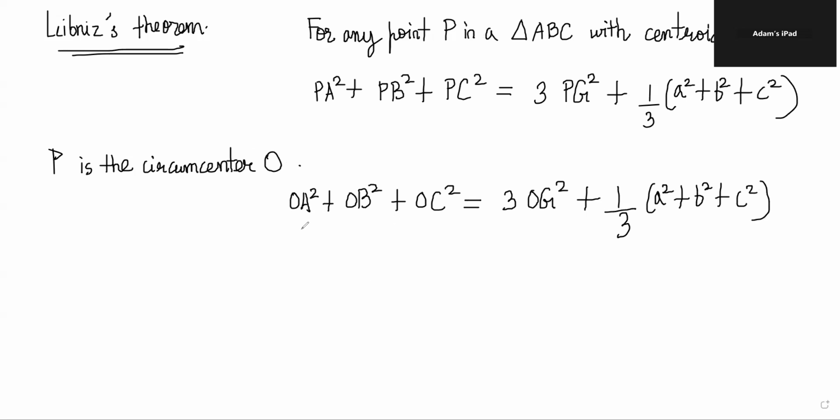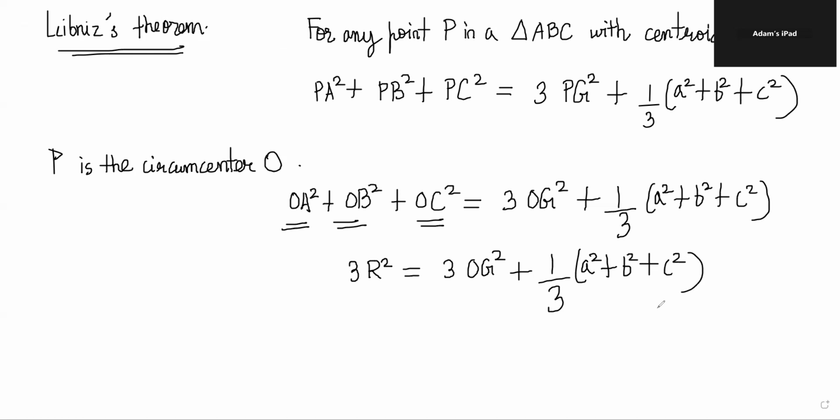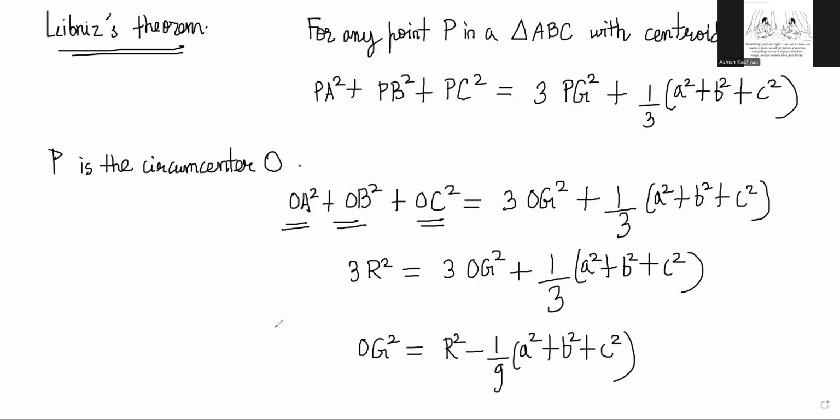And these are all capital R, right? So this is becoming 3 capital R square is equal to 3 OG square plus 1 by 3 A square plus B square plus C square, right? And then what you're getting is OG square is equal to R square minus 1 by 9 A square plus B square plus C square. Correct?